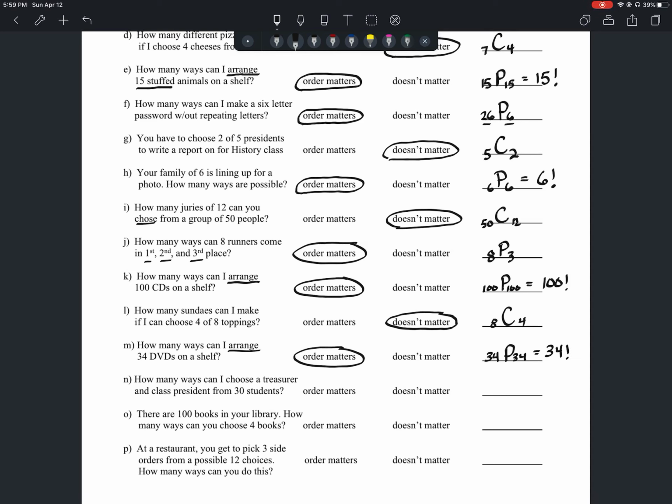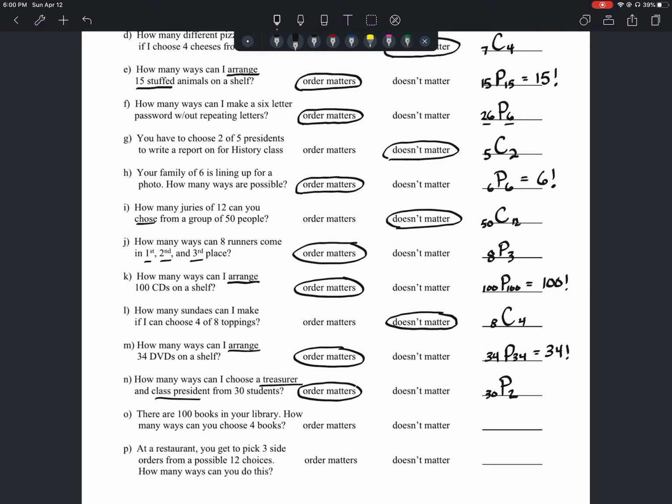And how many ways can I choose a treasurer and a class president from 30 students? So let's say Colin was the president and Vinny was the vice president. Well, that'd be different than if Vinny was the president and Colin was the vice president. So order does matter because each of those spots has a specific role. So we have a permutation. We're choosing out of 30 students, and the number of students we're choosing is 2, so 30P2.